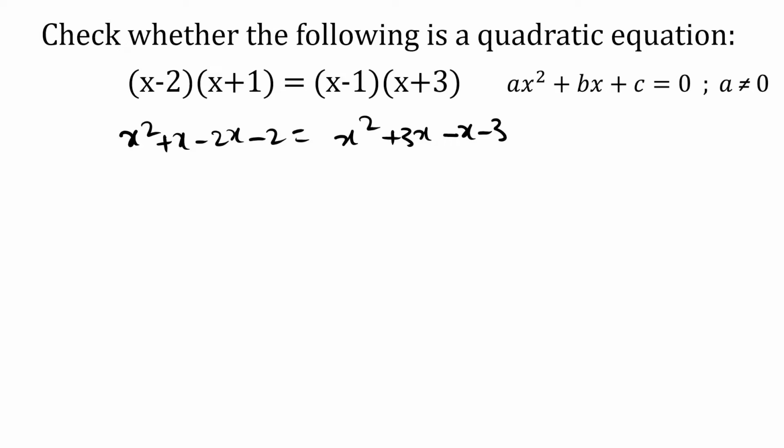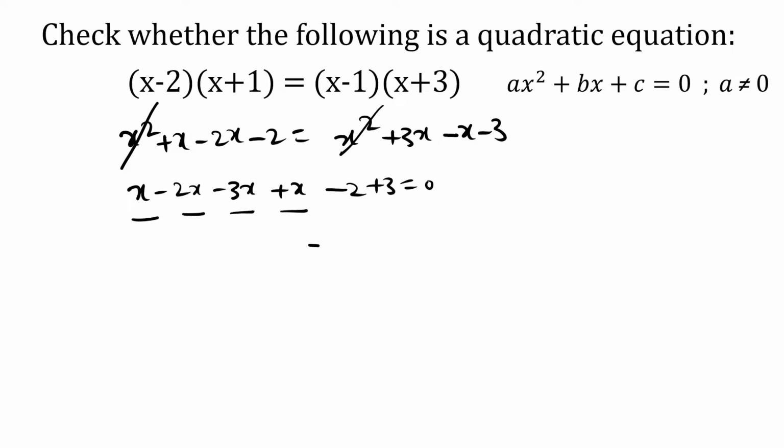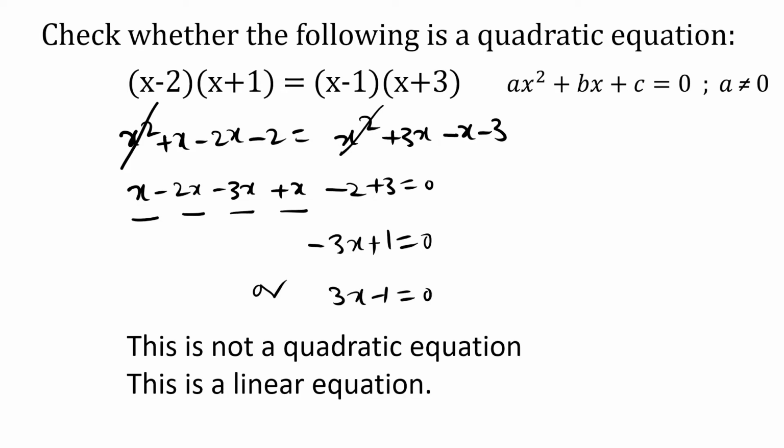Now x² is involved on both sides, so cancels each other, and transferring all terms to the left hand side, and now collecting like terms, we get -3x + 1 = 0, and multiplying by -1 we get 3x - 1 = 0. This is not a quadratic equation because the highest power of x involved is 1, so this is a linear equation.